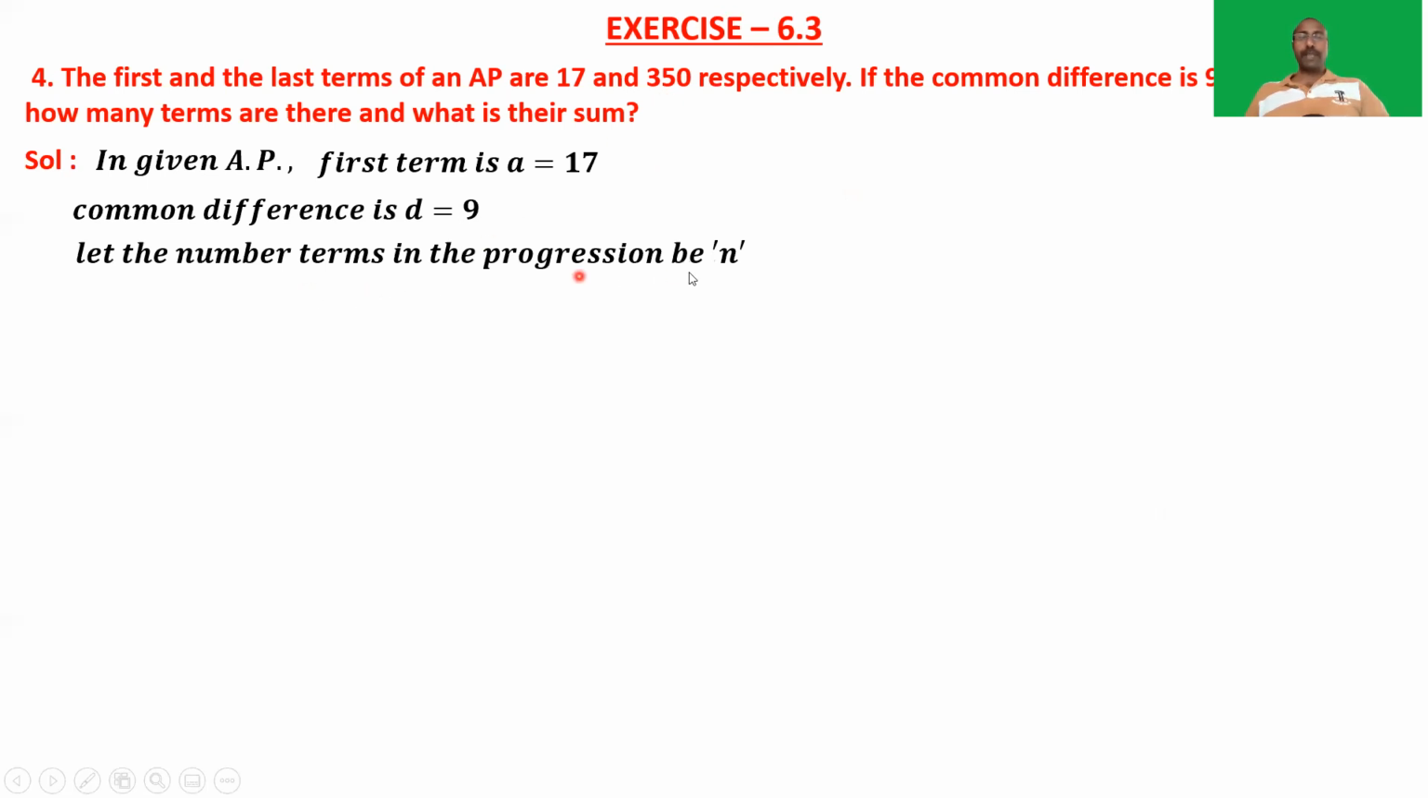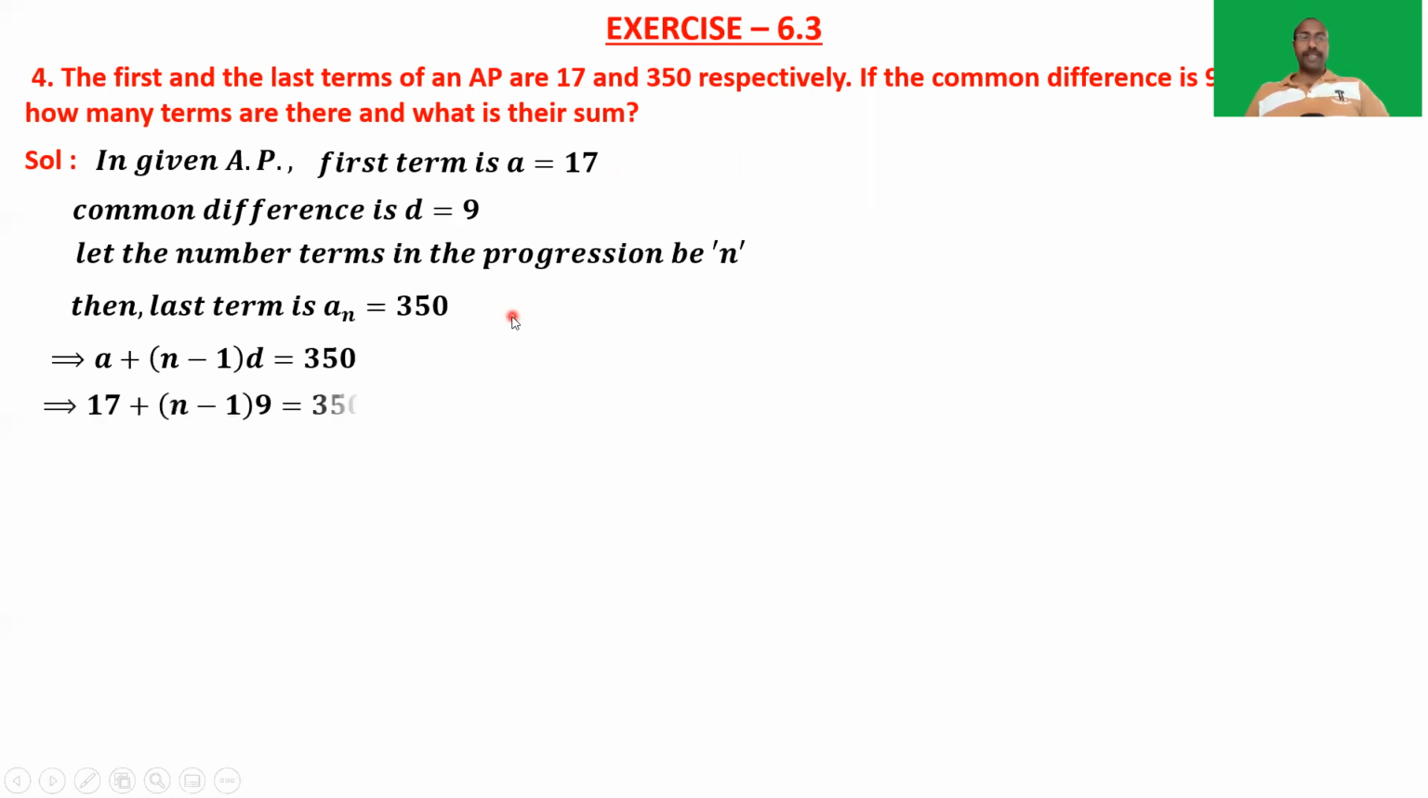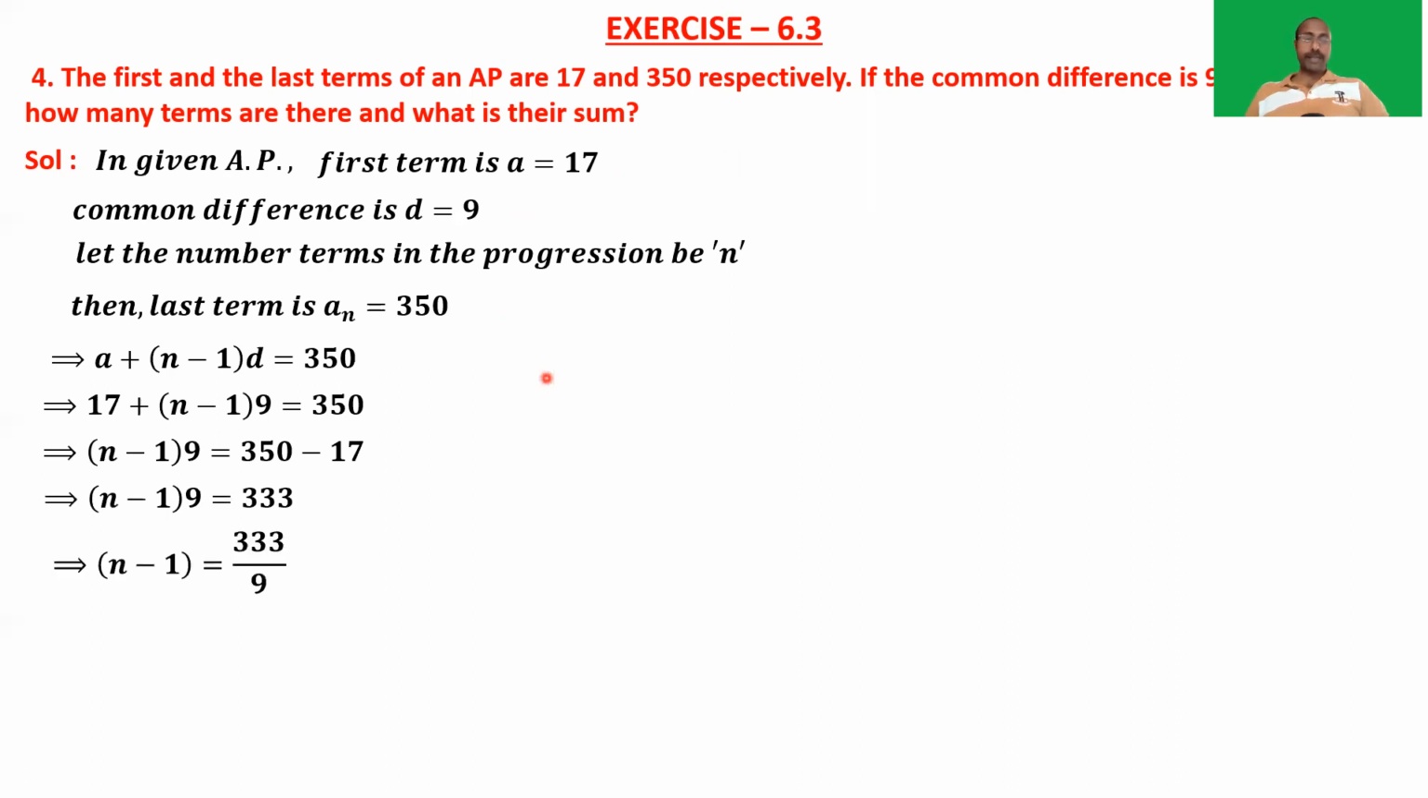So let the number of terms in the progression be n. So now then an is the last term. And it's given that the last term is 350. So that an is equal to 350. And an is nothing but a plus n minus 1 into d. Isn't it? Now substitute the value of a and d here. 17 plus n minus 1 into 9 is equal to 350. And n minus 1 into 9 is equal to 350 minus 17, which is equal to 333. And n minus 1 is equal to 333 by 9, which is equal to 37. And n is equal to 37 plus 1, 38.